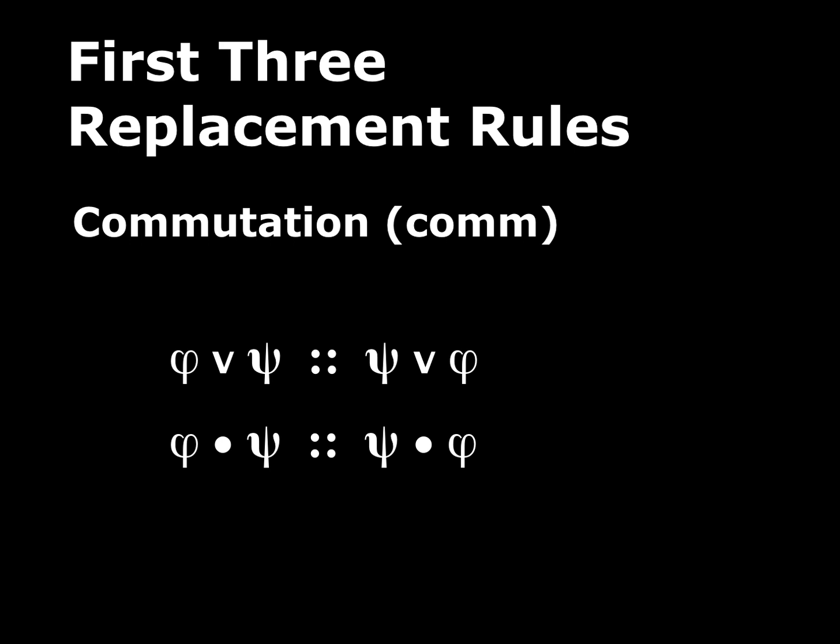Commutation. There are 2 versions of this. There's a version that applies to disjunctions and a version that applies to conjunctions. And what this basically says is you can swap the order of the disjuncts in a disjunction. So if I have phi or psi, but I'd rather have psi or phi, I can do that. I can just replace this with this. And I can do the same thing with conjunctions. If I have phi and psi, I can replace that with psi and phi. So those are the first 3 replacement rules.